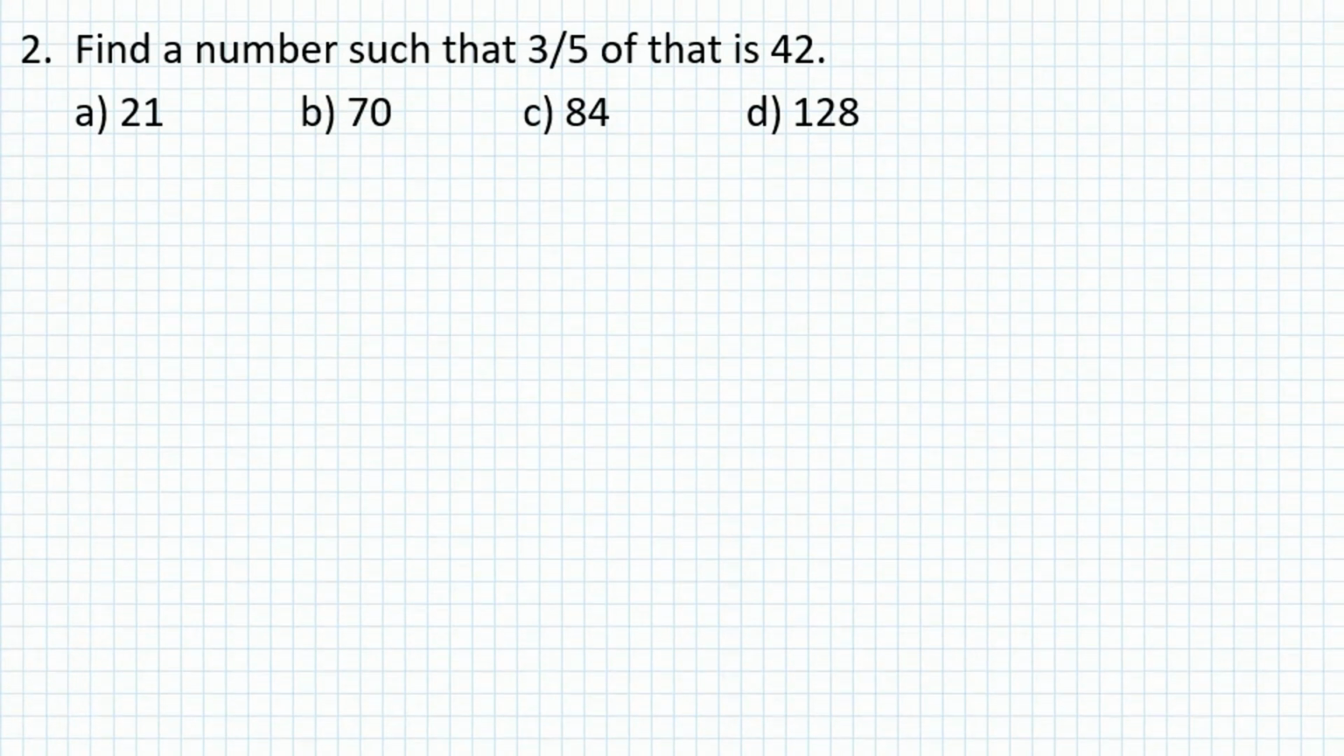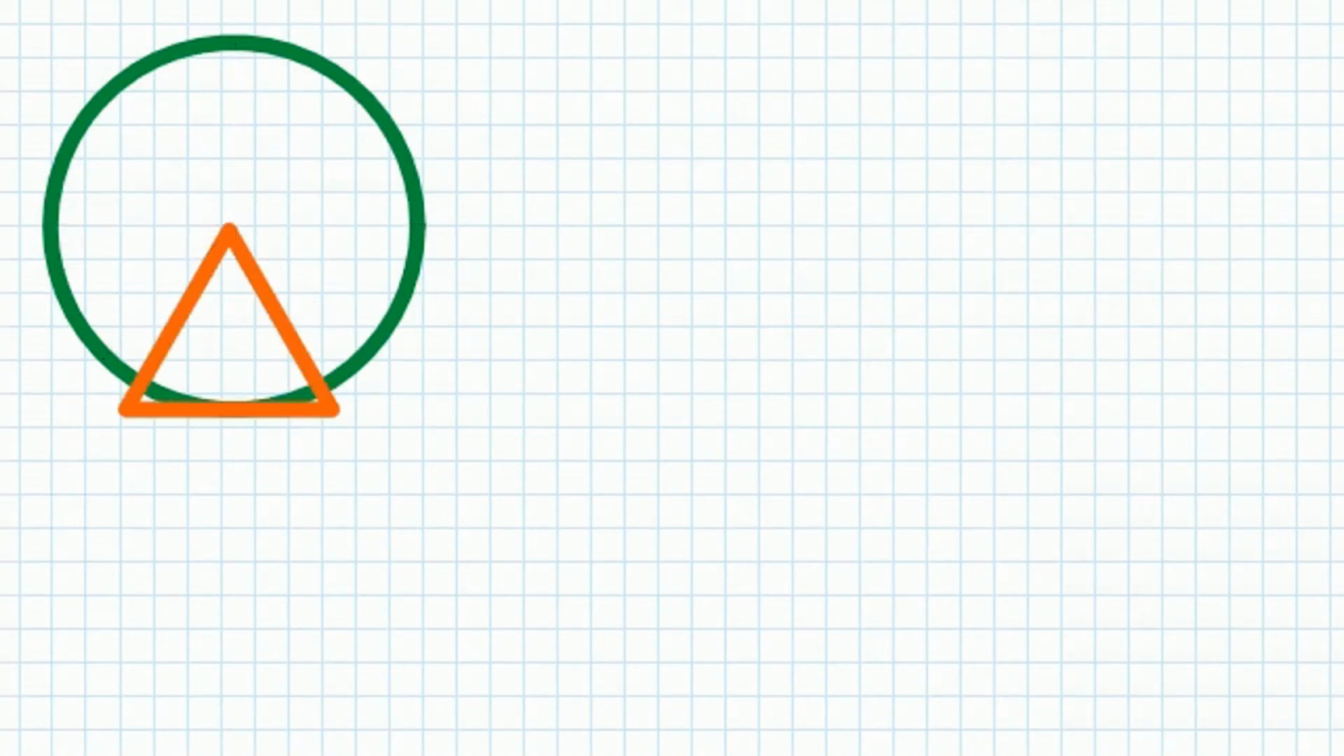Problem number 2. Find a number, such that 3/5 of that is 42. We can make a diagram to better understand the problem. Let's say that the number we are looking for can be represented by a circle like this one. Now, this circle is divided into several parts. And 3/5 of this circle has a value of 42.